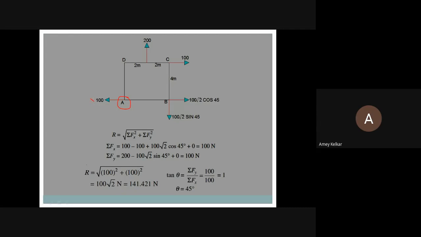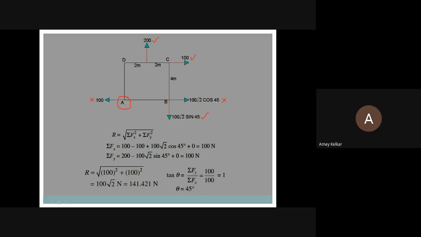So with this logic, this 100 won't generate any moment, and this 100 root 2 cos 45 also won't generate any moment. So the forces which will be giving us the turning effect or the moment at point A are 200, 100 and 100 root 2 sine 45. These three forces which I have put the tick mark will cause a rotational action at point A.